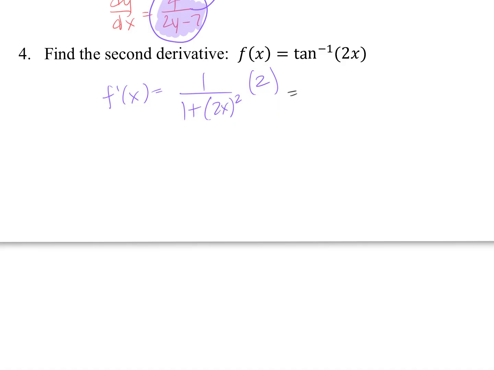So again, if they're asking me to take a second derivative, I'm going to simplify this. What would that be the same as? 2 over 1 plus 4x squared. Good job, you guys. I like to simplify it if I have to do a second derivative. And how we'd write that is, what's f double prime?